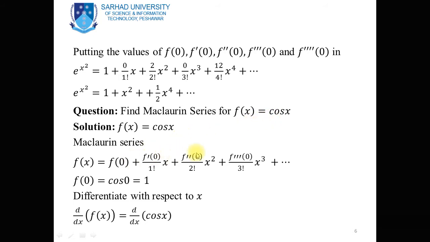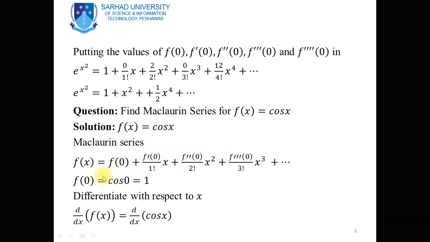So dear student, you see over here, this is actually the Maclaurin series for the function. To calculate the function value at x is equal to 0, to calculate the first order derivative of the function at x is equal to 0, to calculate the second order derivative of the function at x is equal to 0, and to calculate the third order derivative of the function at x is equal to 0. And putting all these terms, we will obtain the Maclaurin series, and this is very simple.